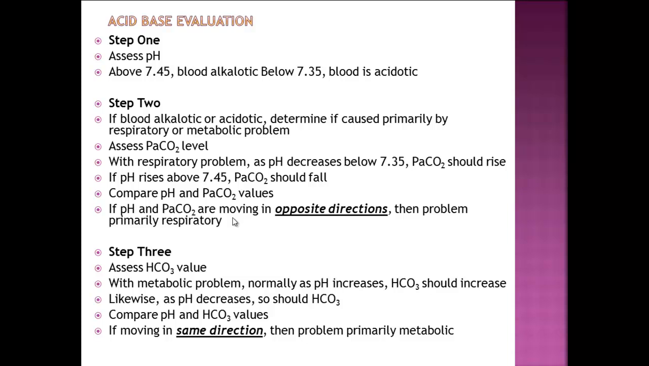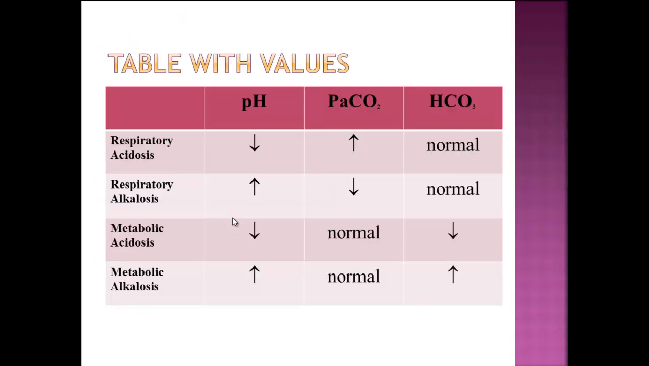So we look at the pH in step 3, pH and bicarbonate values. If they're moving in the same direction, then the problem is primarily metabolic. Okay, here's just a table showing you these things. Respiratory acidosis, pH drops. Carbon dioxide moving in an opposite direction indicates it's a respiratory problem. In this particular instance, there's nothing going on but an acute respiratory acidosis, so there's nothing unusual about the bicarbonate.